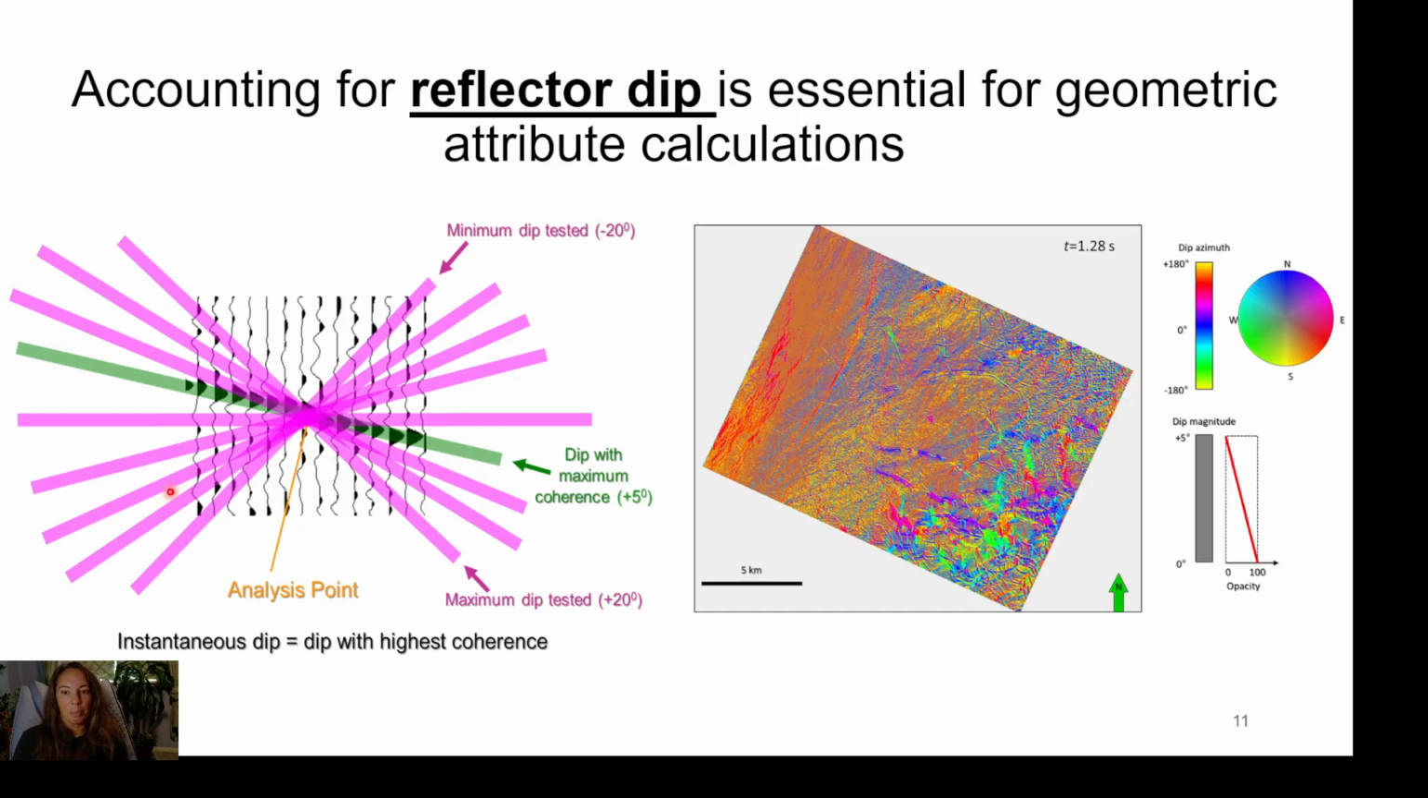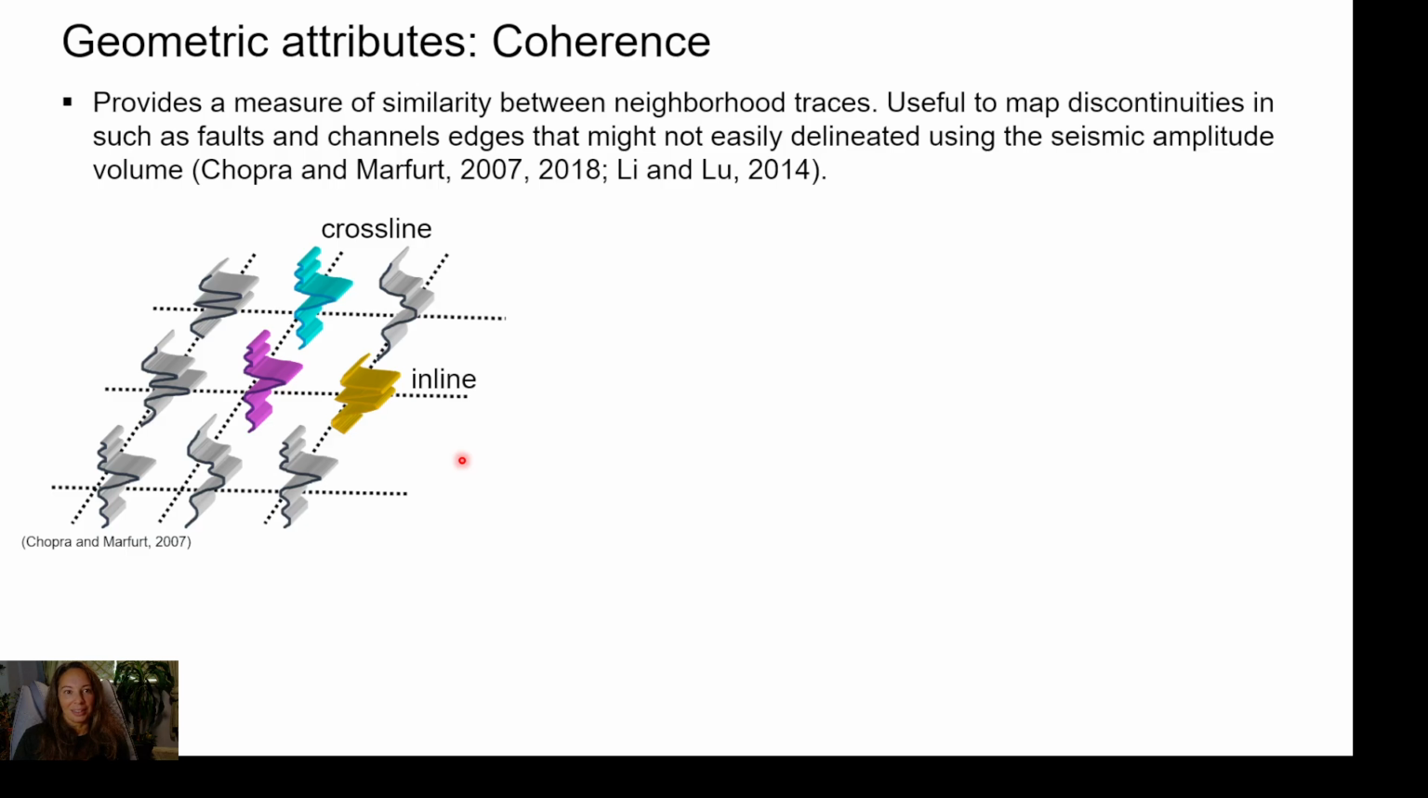And so dip is always the first thing we calculate. Anybody in my group calculates. You can calculate the dip azimuth and then also the dip magnitude. And so now for every geometric attribute we calculate after that, we are calculating all the other geometric attributes along this green line, so along the coherent dip.